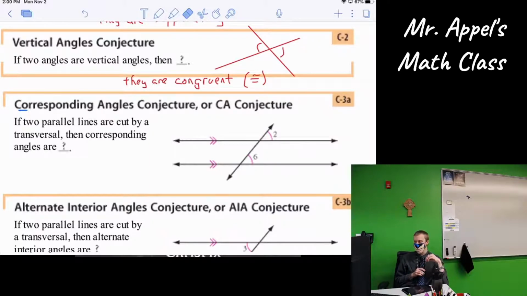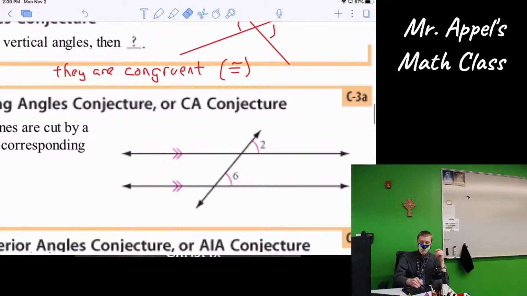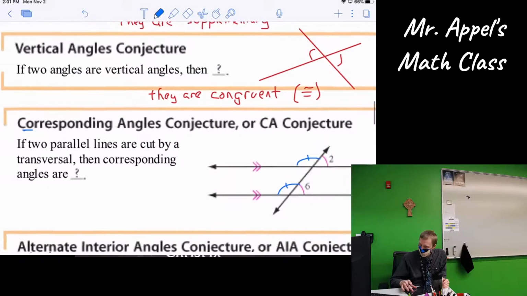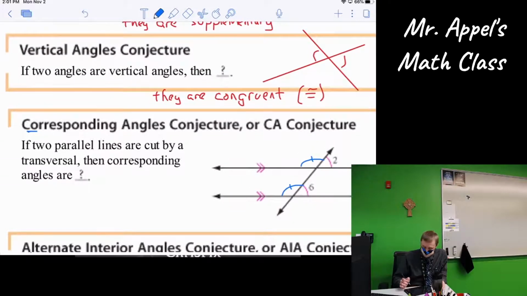Couple votes for complementary again. Careful. Complementary means they're going to add to 90 degrees. Remember, this angle and this angle are corresponding. They're both obtuse. One of them by itself is already over 90, so they can't both add to 90. They're already too big. Fatima's got it. They're going to have to be congruent.